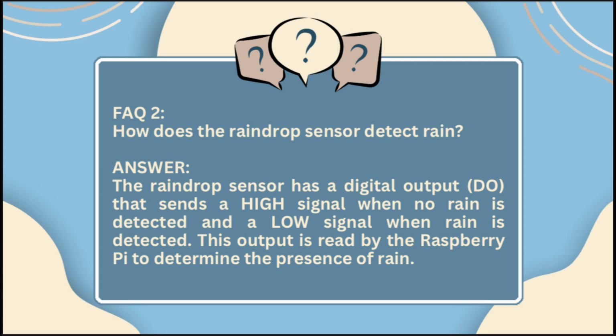The second question is, how does the raindrop sensor detect rain? The answer is, the raindrop sensor has a digital output, DO, that sends a high signal when no rain is detected and a low signal when rain is detected. This output is read by the Raspberry Pi to determine the presence of rain.